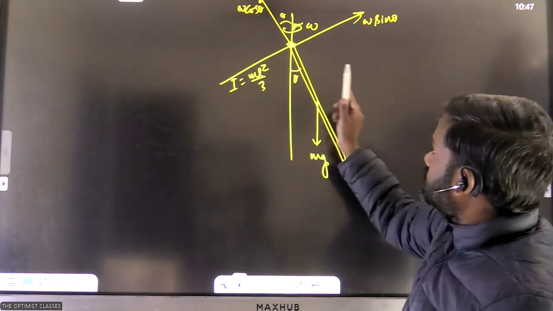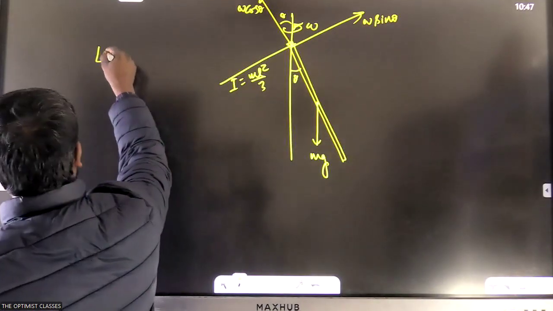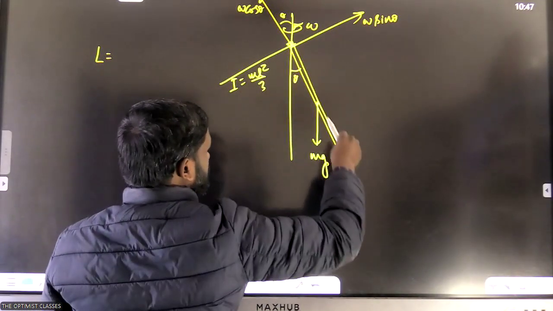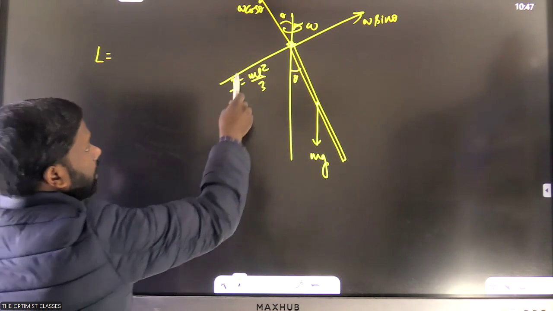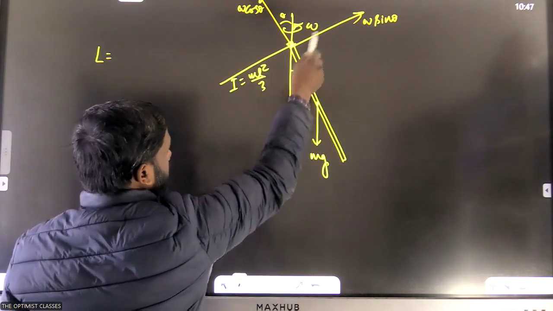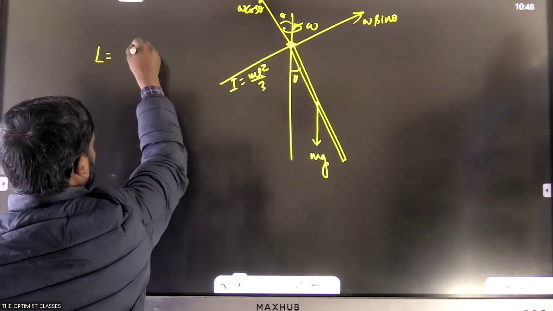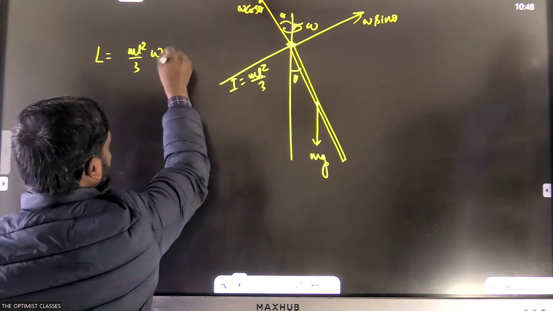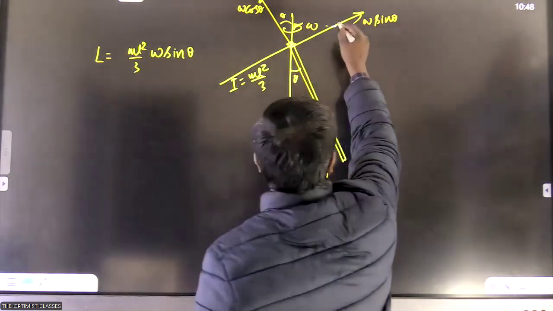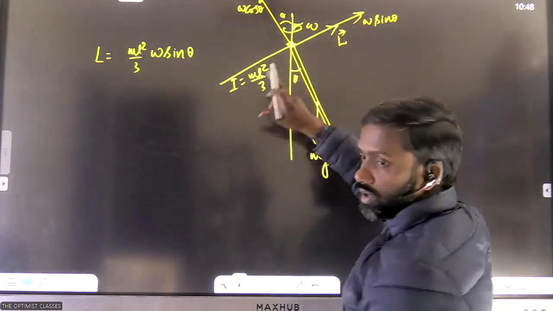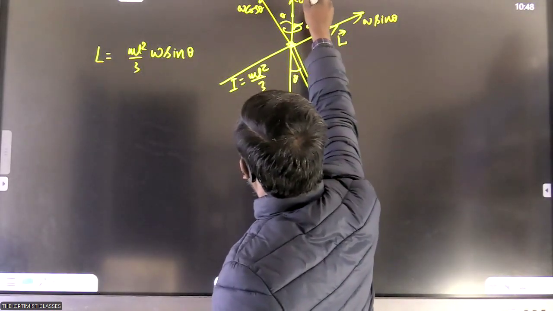Now this rod is rotating with angular speed omega, it is given. If we calculate its angular momentum, since the moment of inertia about this axis is zero, this angular velocity will not contribute to angular momentum. Angular momentum will only be this moment of inertia into omega sin theta, so it will be ml square by 3 and omega sin theta. This is the angular momentum of the rod. The direction of angular momentum is not along the axis of rotation, nor the direction of omega.